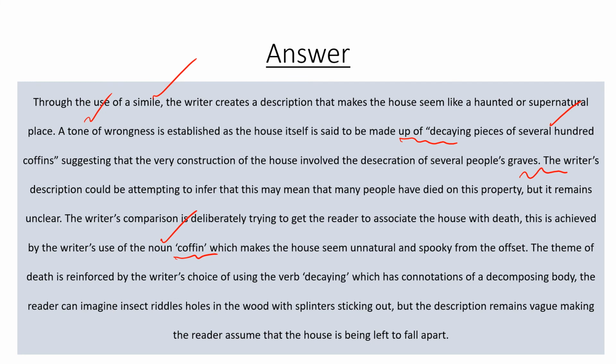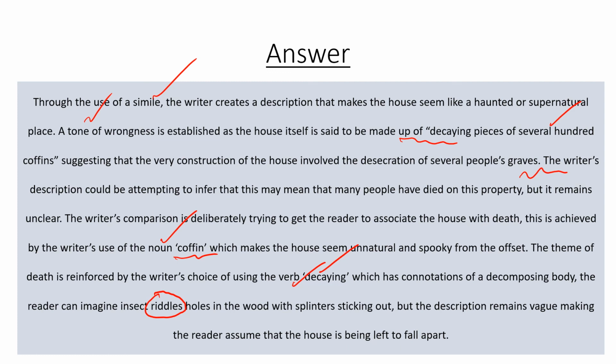The theme of death is reinforced by the writer's choice of using the verb "decaying". So the writer chose to use that deliberately, and I'm trying to say why they did that. So this has got connotations of a decomposing body. The reader can imagine insects' riddled holes in the wood with splinters sticking out, but the description remains vague, making the reader assume that the house is being left to fall apart. See, it's important to always read through your work, even though you don't get marks for spelling on this one, but look how terrible mine is.